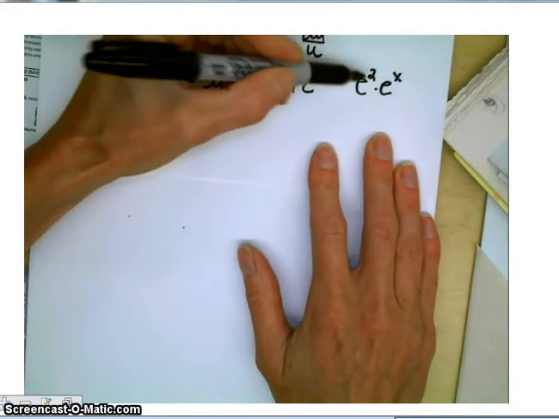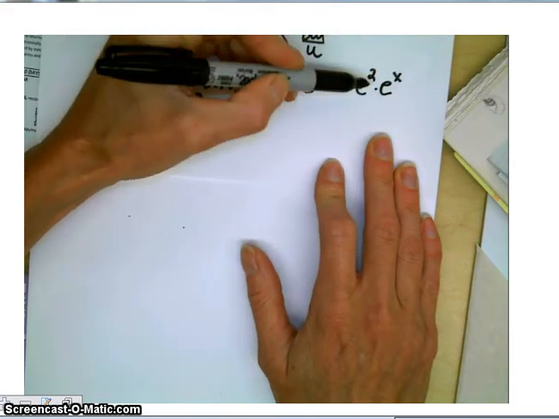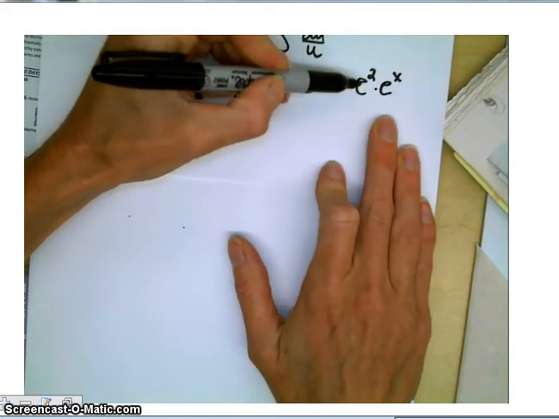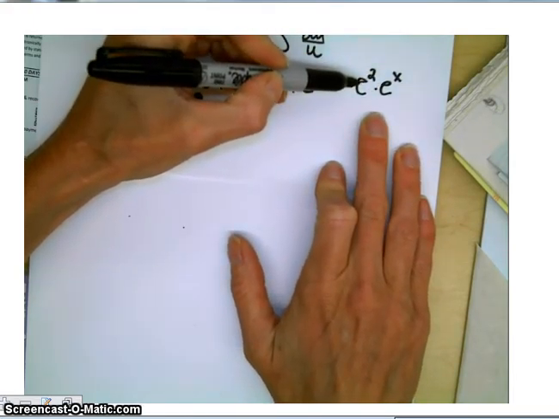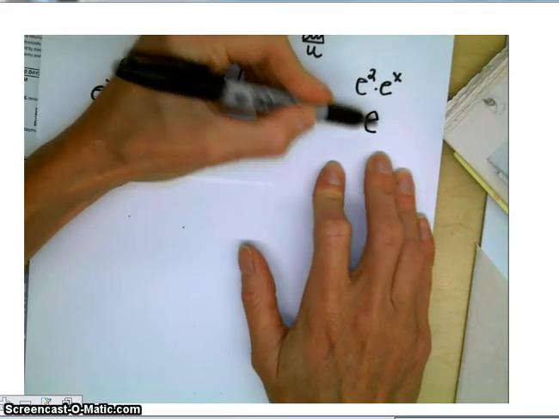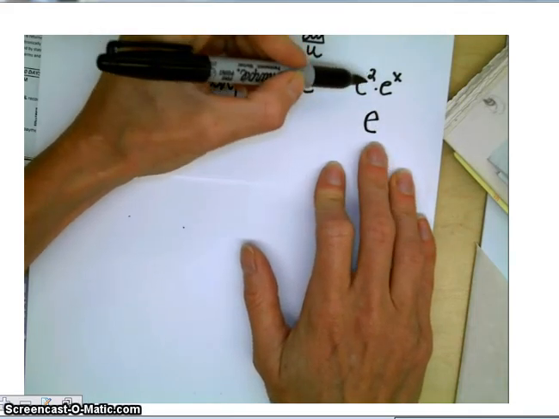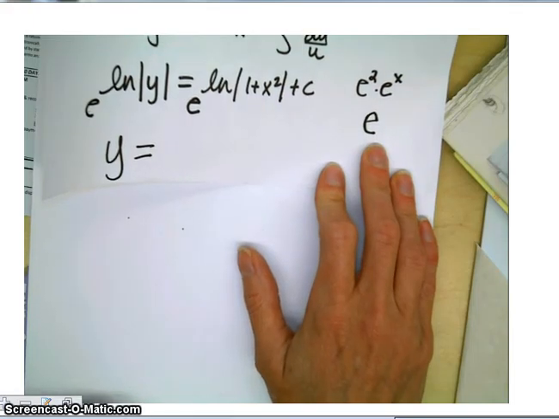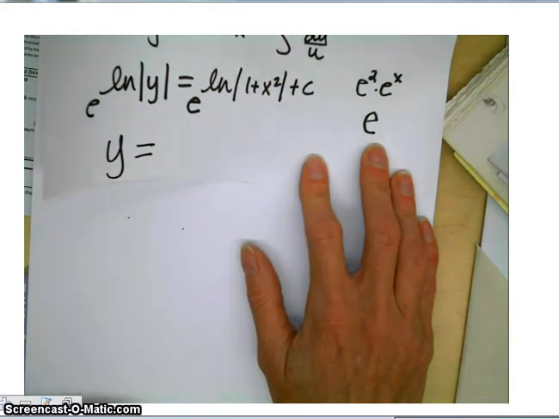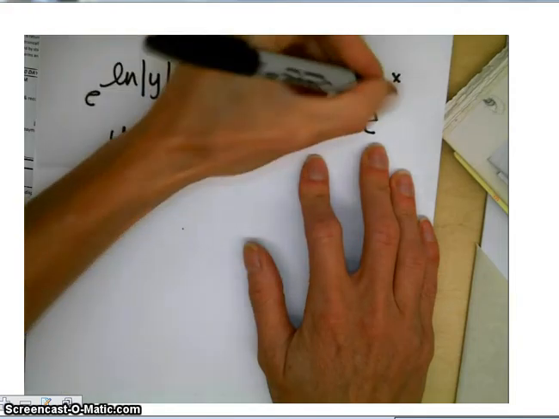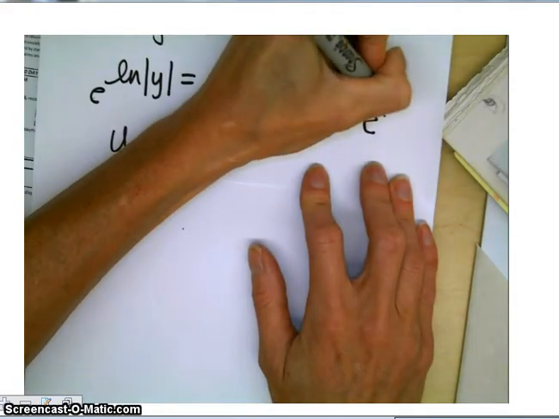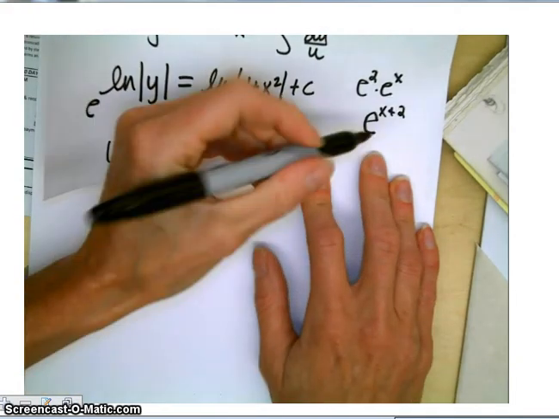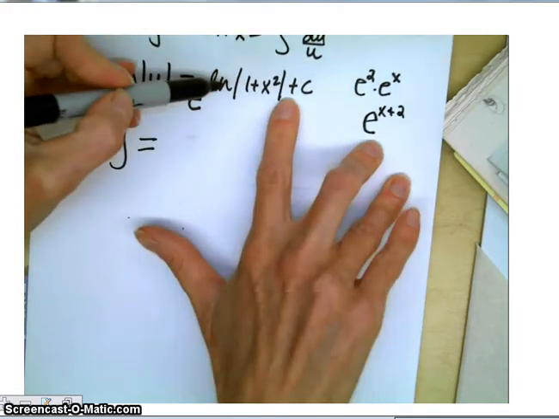Okay, so if you were to combine these two, how would you rewrite this so that there's only one e? e to the 2 times e to the x. What do you do with exponents when you multiply? You add the exponents when you multiply. So this would be e to the x plus 2, or 2 plus x power. We're going to use that rule backwards here.